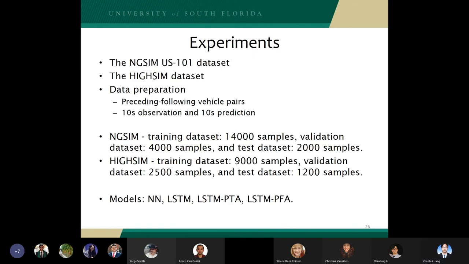Then a set of experiments is conducted to compare the proposed method with the neural network based model and the LSTM based model. The NGSIM US101 dataset and the HiSIM dataset are adopted here. Here we will focus on the preceding and following vehicle pairs that only include two vehicles, and we will consider 10 second observation and 10 second prediction periods. Finally, we get the training set, validation set, and test set for the NGSIM and HiSIM datasets.